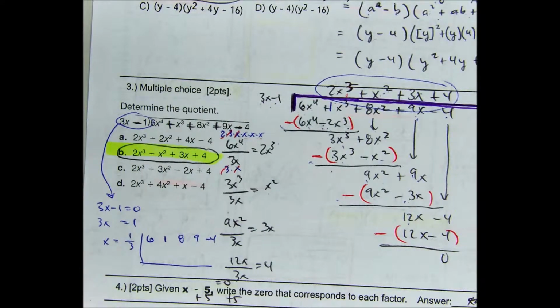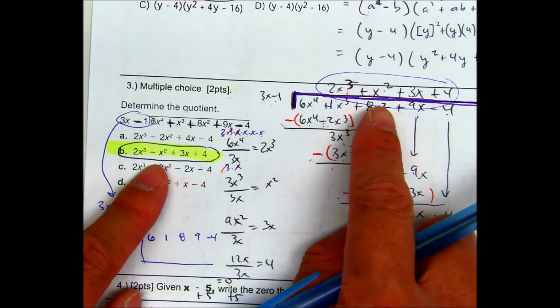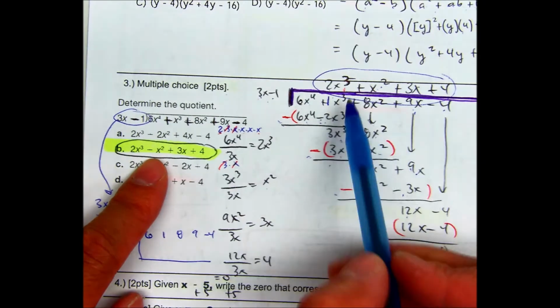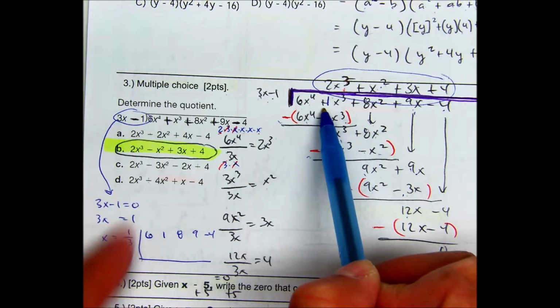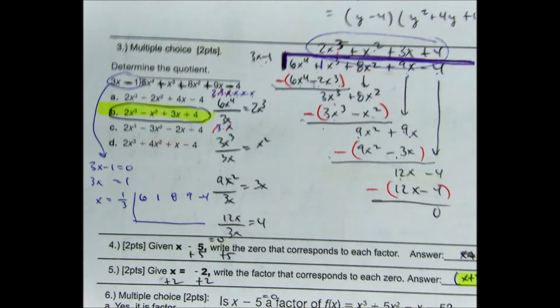And if you had extra time in your life and on the test, you could multiply this polynomial times the divisor to get the dividend. We've done that in class, right? Does that make sense? Way of checking your answer. Okay. Questions 4 and 5.